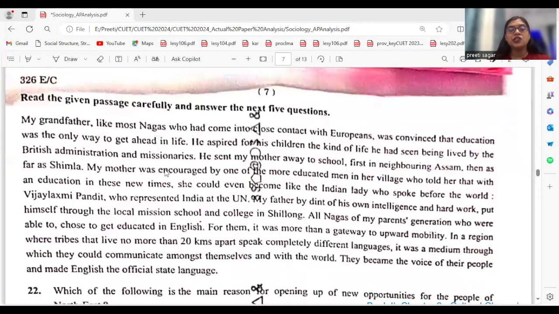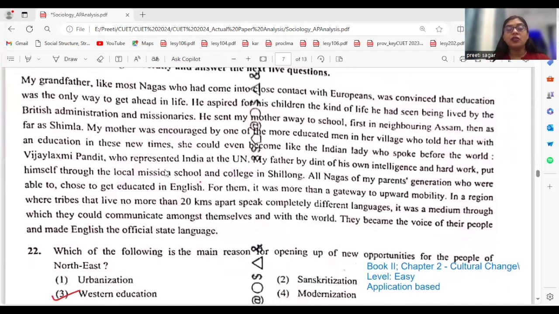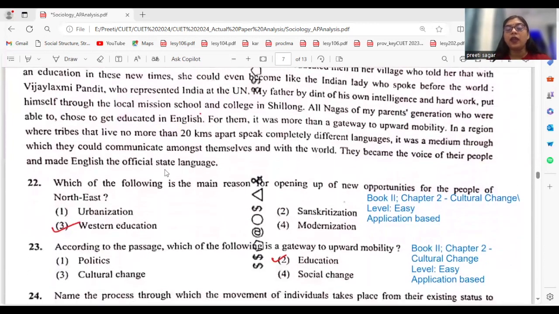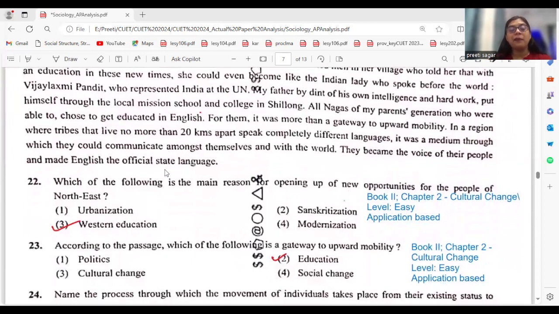The next passage is about how changes have taken place with the interaction of Nagas with the Europeans. So this is what this passage talks about. The question is, which of the following is the main reason for opening up of new opportunities for the people of Northeast? The reason for opening up of new opportunities was Western education. So option 3 is the right answer.